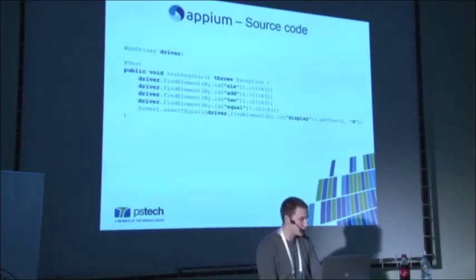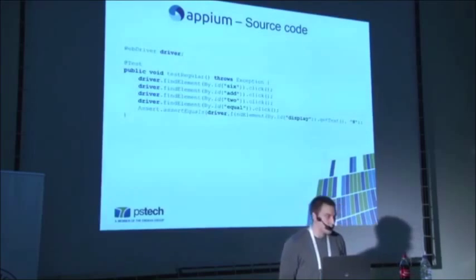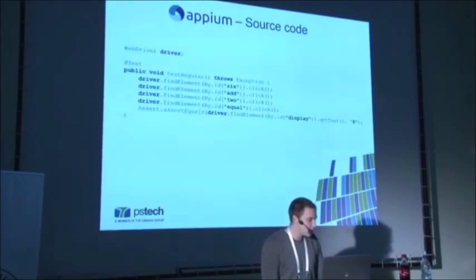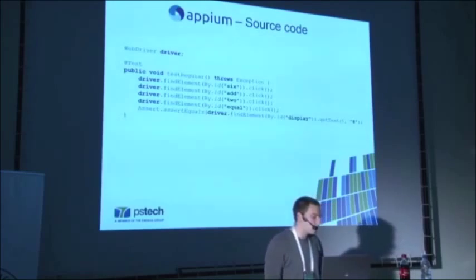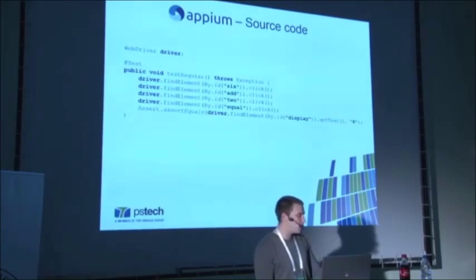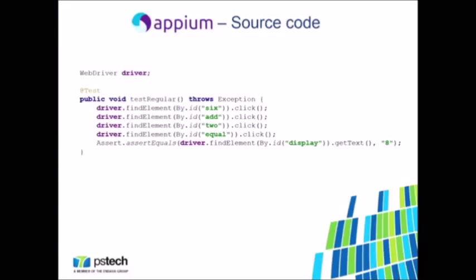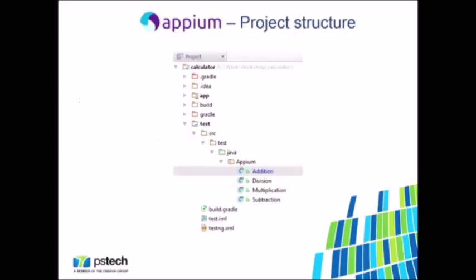Here's how the source code looks. So basically, it's Selenium syntax: we have the driver and we want to find an element by its ID. When we find it, we will click on it, and after executing some steps, we want to see if the result in our display element is, in this case, equal to 8. Project structure.